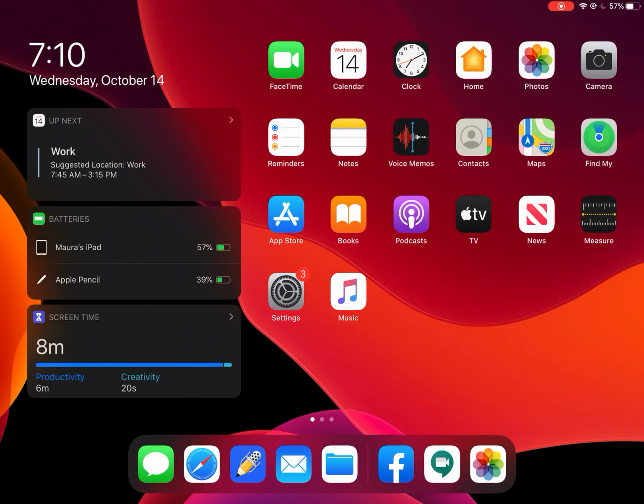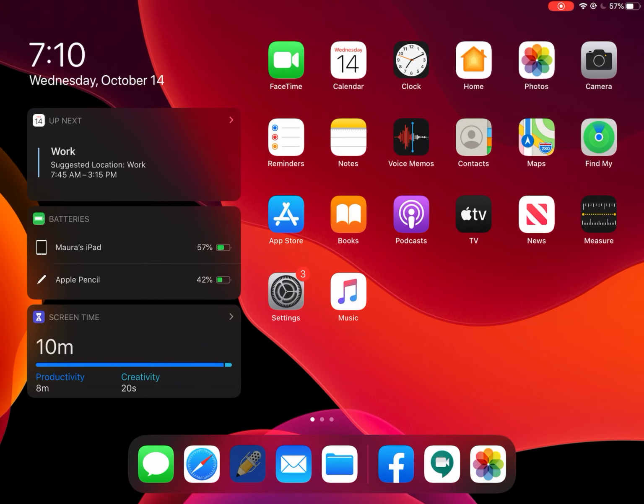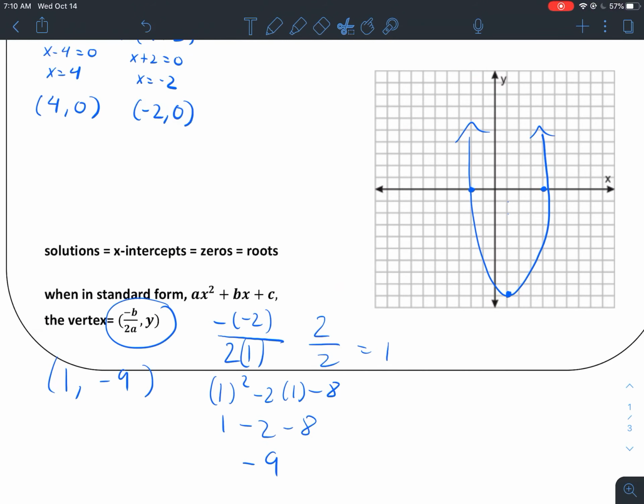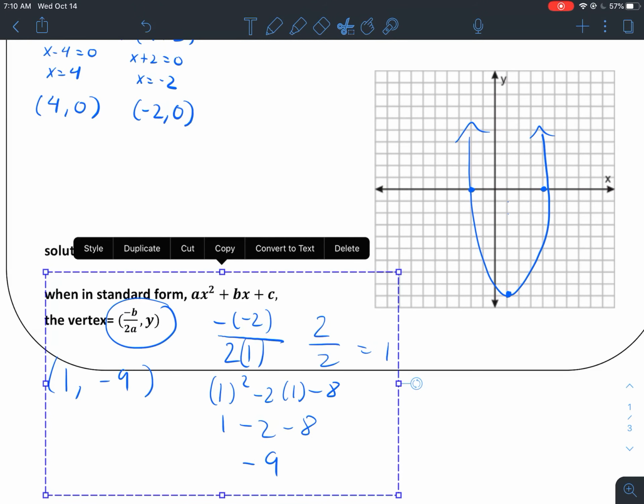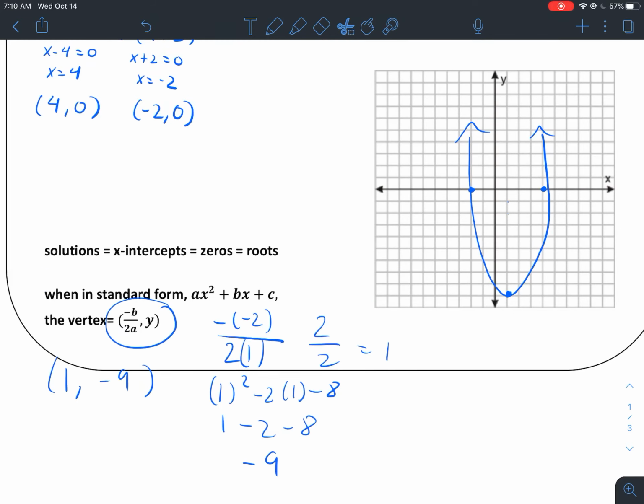Now let's go check our vertex. Notice how our vertex was at (1, negative 9). It is important to know how to do this from standard form. You could also complete the square. But personally, I think this is a little bit quicker, and this is probably something you would want to know for the SAT.